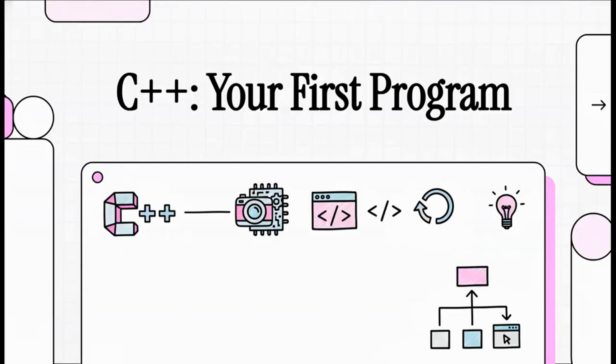Welcome to the Explainer. Ever wonder what powers those incredible video games or the stunning special effects in movies? Well, a lot of the time, it's a language called C++. And what makes it so fast? It talks directly to the computer's hardware. Today, we're going to pull back the curtain and build your very first program, step by step.